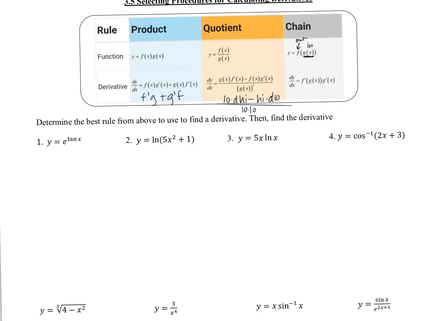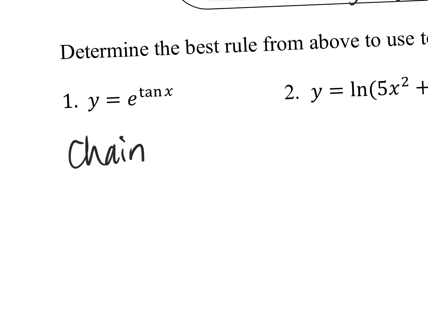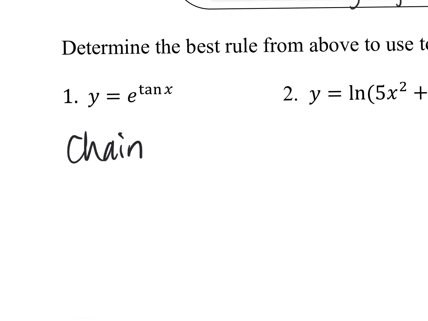So I said determine the best rule above to find this derivative. On this one, do you think we need product rule, quotient rule, or chain rule? Chain rule. This one's going to require chain rule. And what's the derivative of my outer? E is kind of an annoying one. We love E, but we kind of hate it too.